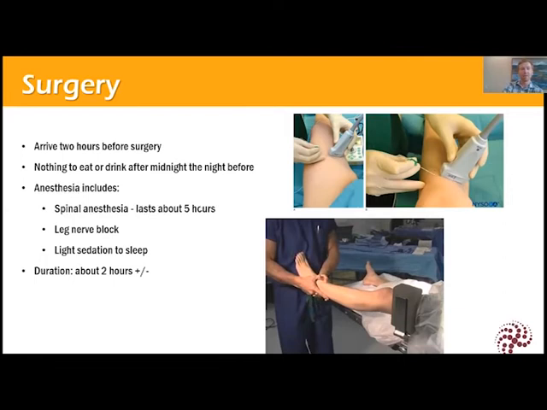And we talked about the spinal anesthesia, usually lasts about 5 hours. That's variable. The surgery is usually only the surgeon's part, and the surgical team really only needs about 2 hours plus or minus, depending on the surgery and the difficulty. And then a little bit of light sedation for sleep. That way you don't have to be awake for a lot of the clanging and noise of the surgery, which is nice.